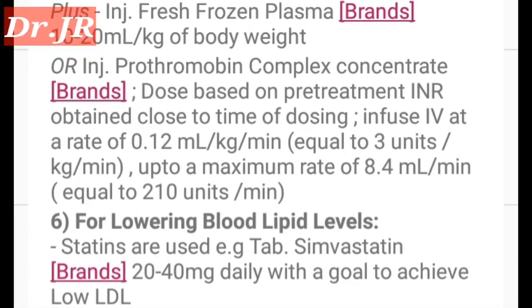Infuse IV at a rate of 0.12 ml per kg per minute, equal to 3 units per kg per minute, up to a maximum rate of 8.4 ml per minute, equal to 210 units per minute. For lowering blood lipid levels, statins are used. Tablet simvastatin 20 to 40 mg daily with a goal to achieve low LDL.